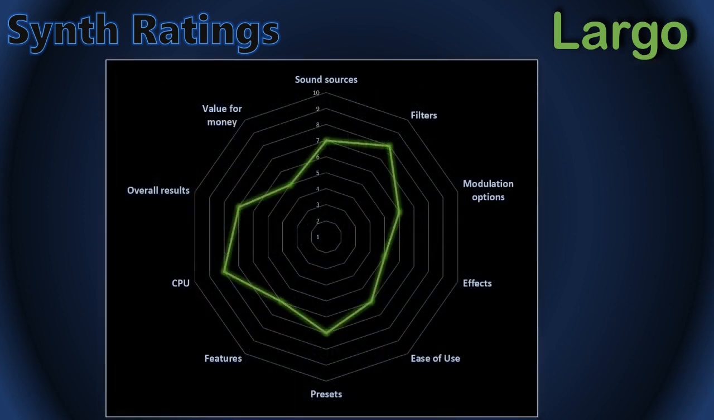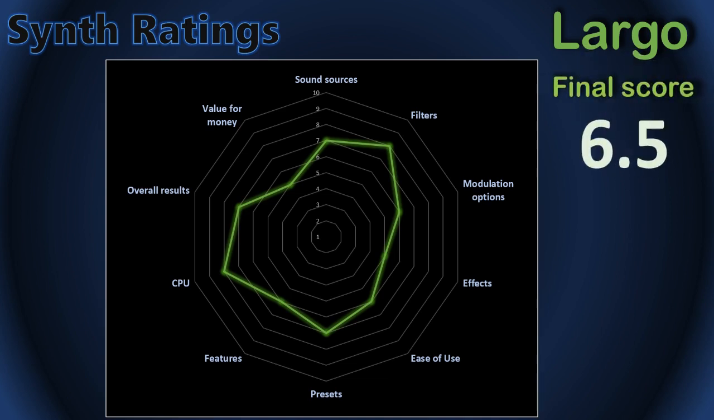When all the categories are done, this is what it looks like. We see that the strengths here are the filters and the CPU usage, while the value for money and effects sections are the biggest weaknesses. The final score for Largo is 6.5, and that qualifies for a recommendation of good.